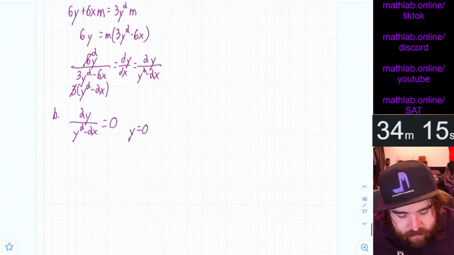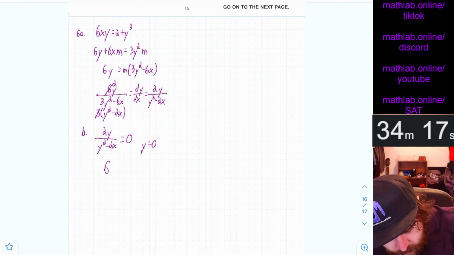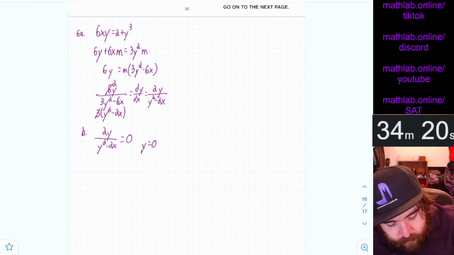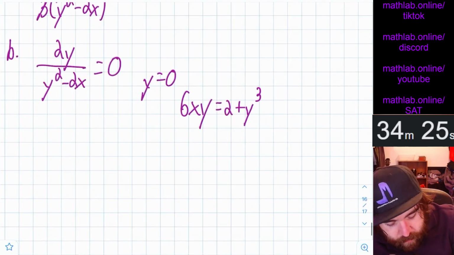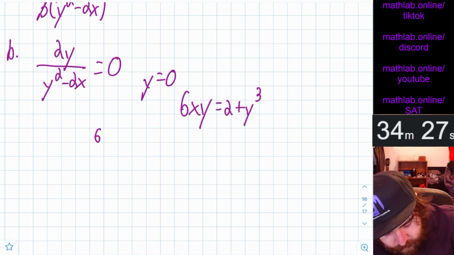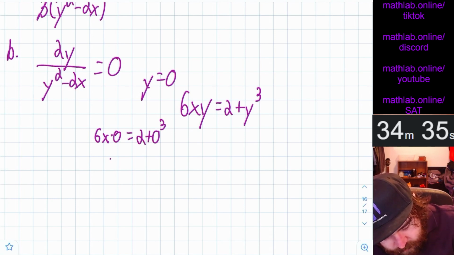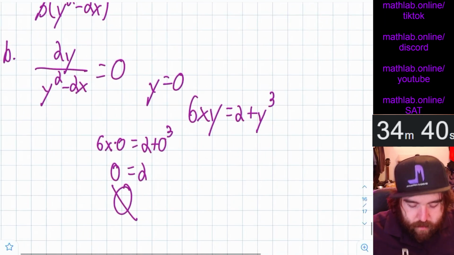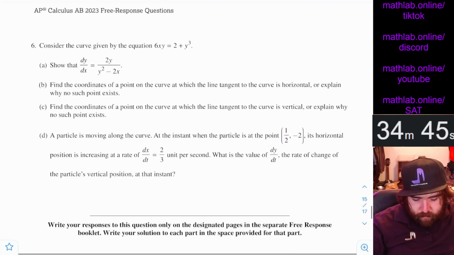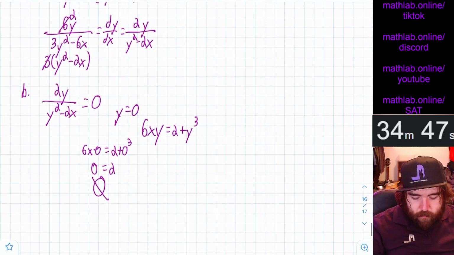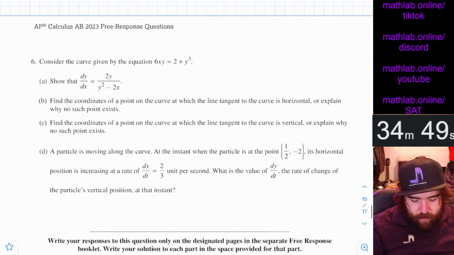So then you go up to this function and you say, okay, so 6x. Copy this down here. So then you go 6x times 0 equals 2 plus 0 cubed. You get 0 equals 2. So never. And that's the only time you get a horizontal tangent, right? And that's all they're looking for? Yeah. Therefore there'll never be a horizontal tangent.